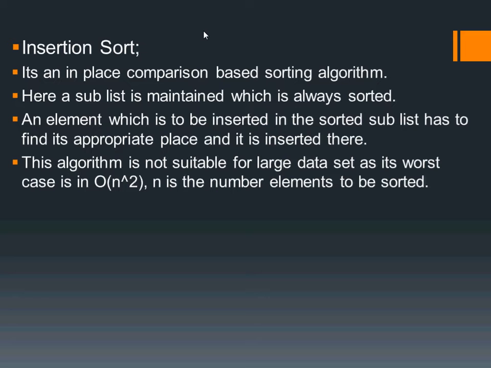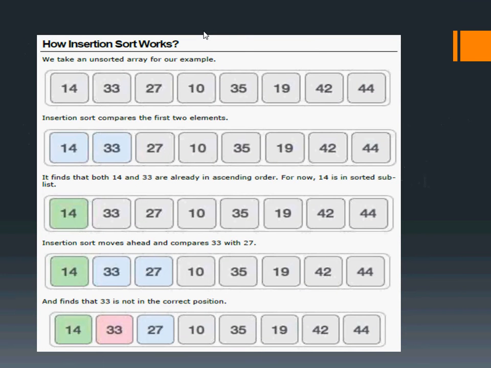Insertion sort is an in-place comparison based sorting algorithm. Here a sublist is maintained which is always sorted. An element which is to be inserted in the sorted sublist has to find its appropriate place and it is inserted there. This algorithm is not suitable for a large set of data because its worst case scenario is order of n power 2, where n is the number of elements to be sorted. Okay, I will show by means of example and then it will be easy for you to understand.